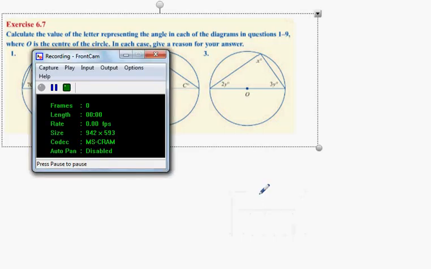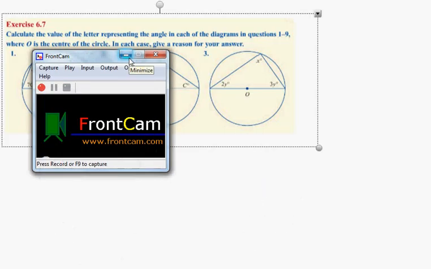Good to go, okay? So what we have is: calculate the value of the letter representing the angle of each of the following diagrams, okay?